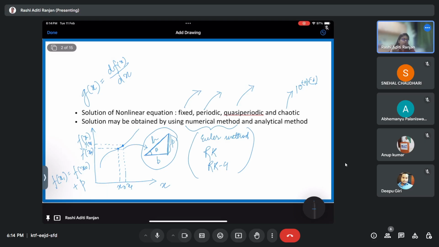If I want more accuracy, a better solution, I'll try to make my value of p very small, right? RK4 uses the same concept. The only difference is that it evaluates the slope or the value at 4 points and then takes out the weighted average. You can go and study in any numerical methods book of mathematics the exact concept of the RK4 method.